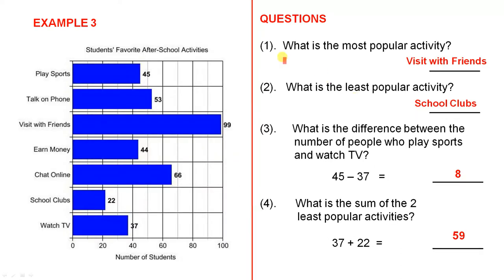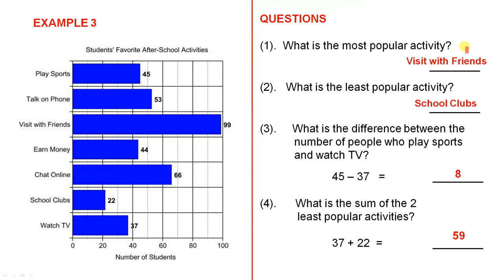Example 3. Students' favourite after-school activities. So here are all the activities that were listed. They were the ones in the survey. 1, 2, 3, 4, 5, 6, 7. So there are 7 activities, and this gives you the number of students who partook of those activities.